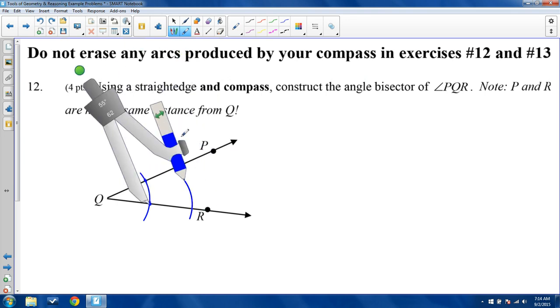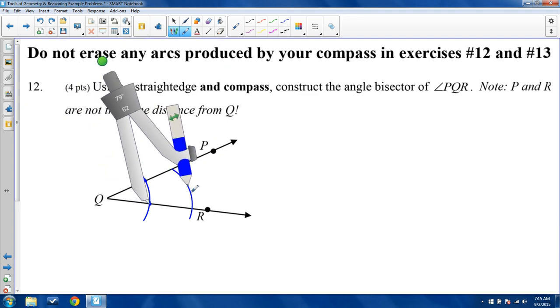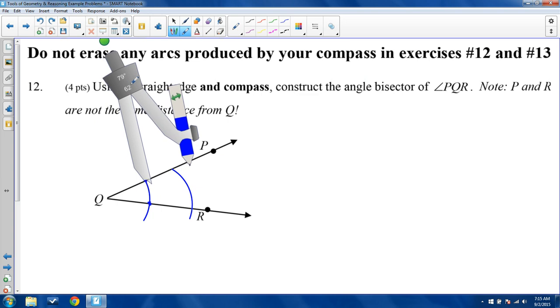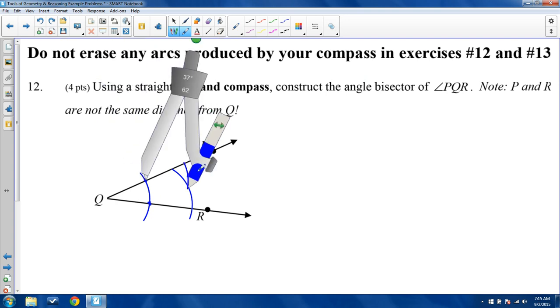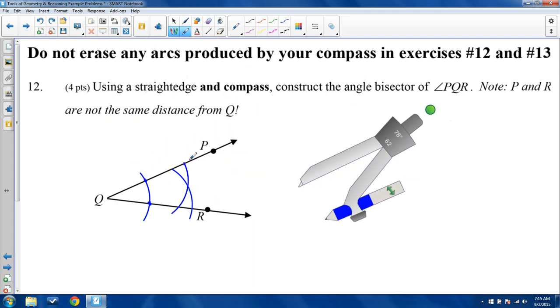What I need to do is draw an arc that's now going through the middle with this pivot right here. Now I'm going to take the pivot over here and draw another arc that goes through the middle. And what's going to happen is these are going to intersect at some point. That point will be right between these two sides right here.